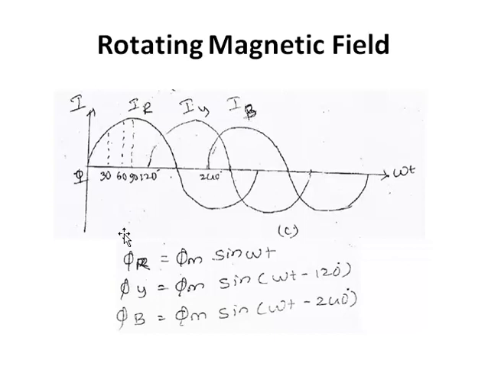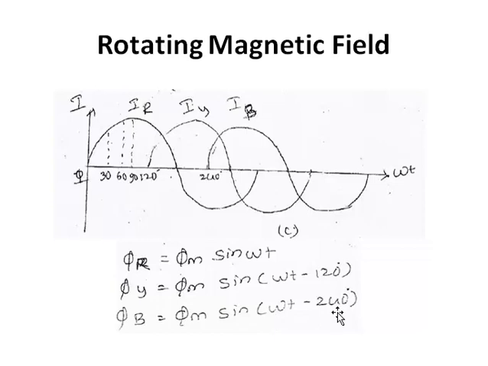And how do we represent them mathematically? The flux phi R is equal to phi M sin omega t, phi Y is equal to phi M sin (omega t minus 120 degree), phi B is equal to phi M sin (omega t minus 240 degree).